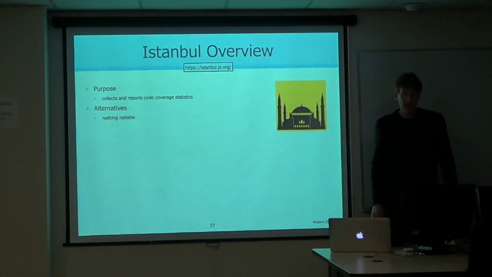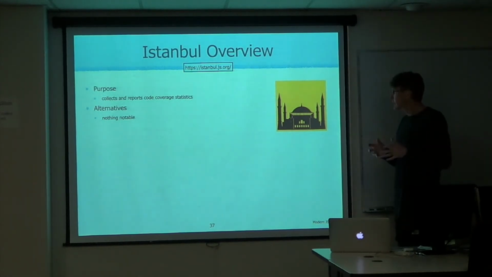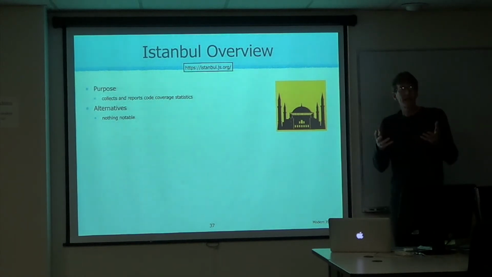Okay, next thing I want to hit on is Istanbul. This is a tool for giving you a test coverage report. It collects the information, prints it out on the screen, and also writes it out to files, and then later you can pull that up. It gives you an HTML version of this report.